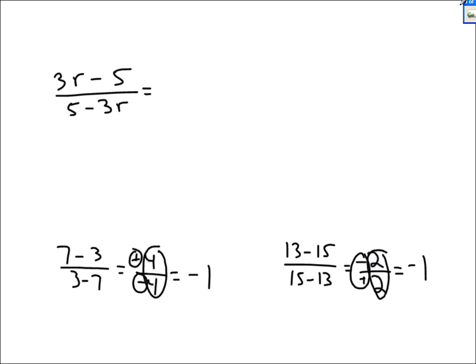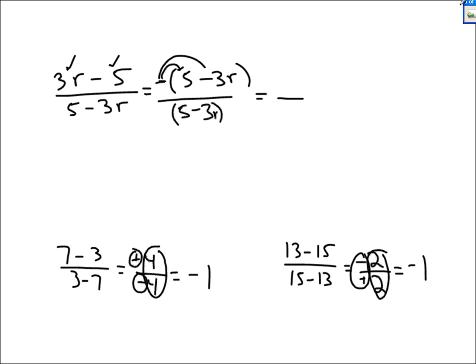In the top, we can factor out a negative sign, and we get negative 5, just like we're supposed to, and we get negative 3r. That makes it plus 3r. The reason we're doing that is because now what's in the bracket on top is the same as what's in the bracket in the bottom. Except when it's indeterminate, this cancels out to 1. But there is a negative sign in front. It's negative 1. But there's a condition.